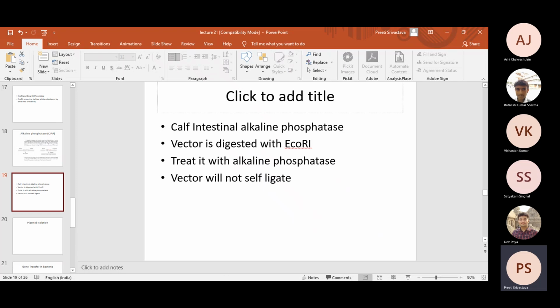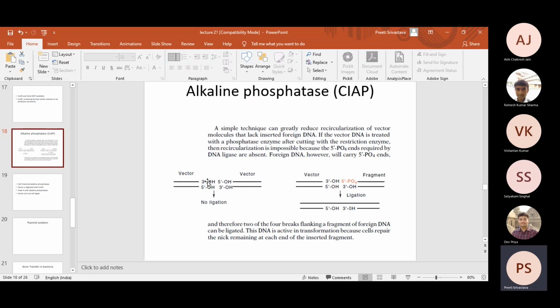Okay, Satyakam. Okay. So once we treat it with phosphatase, then the phosphates would be removed, and once the phosphates are removed, on both the ends you have only a hydroxyl group, and because you have only a hydroxyl group at both the ends, phosphodiester bond cannot be formed even in the presence of T4 DNA ligase, even in the presence of ATP. You cannot have formation of phosphodiester bond, and therefore self-ligation will not work.